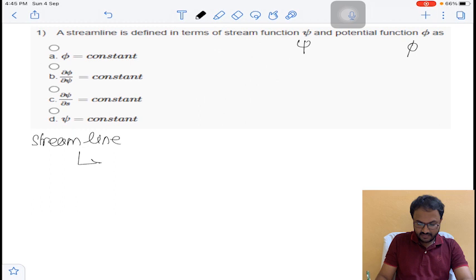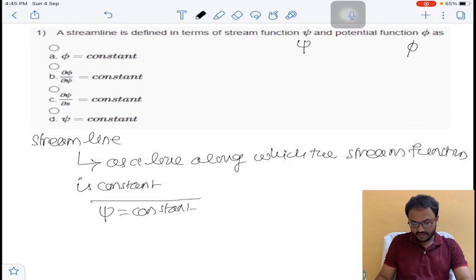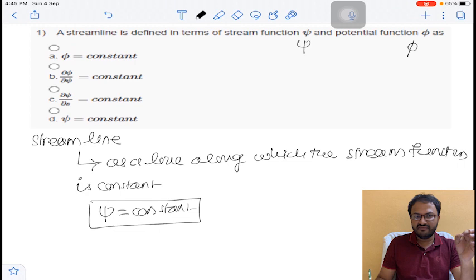Streamline can be defined as a line along which the stream function is constant. So that is psi is equal to constant. So along any line, if the value of psi, that is the stream function value, is constant, we call it a streamline. So option D for question number 1.